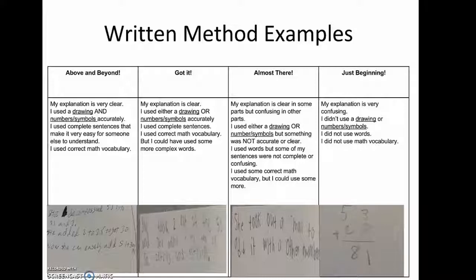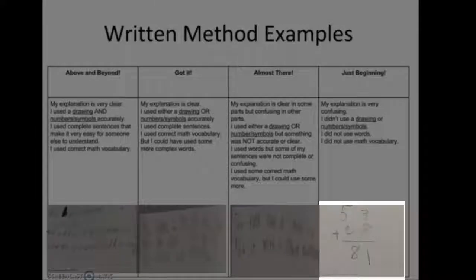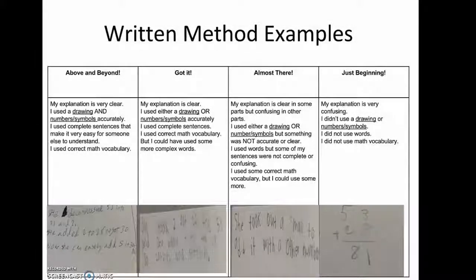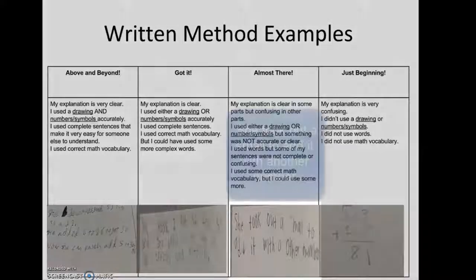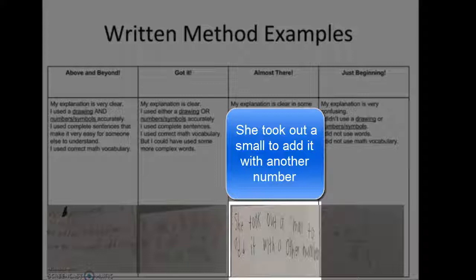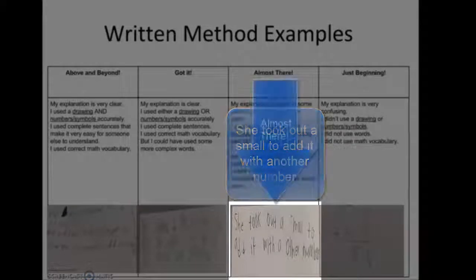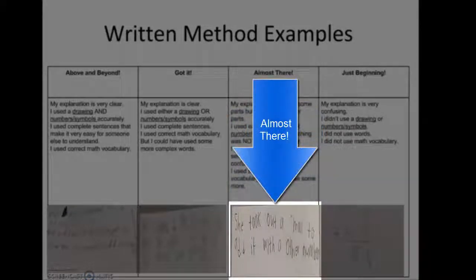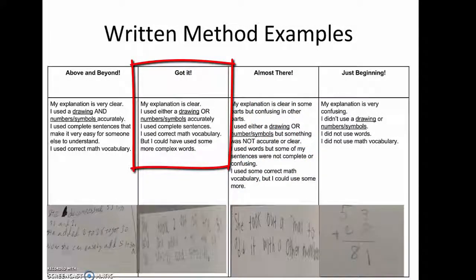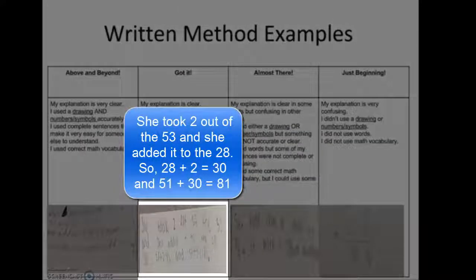Some students just solved the addition problem a different way to prove the answer was correct. These students were still just beginning. Other students attempted to explain the strategy, but they need additional support to communicate the strategy clearly. For example, this student wrote, "She took out a small to add it with another number." So they are almost there. A student at a mastery level can explain a strategy that is well thought out independently. For example, this student wrote, "She took 2 out of the 53 and she added it to the 28. So 28 plus 2 equals 30 and 51 plus 30 equals 81."